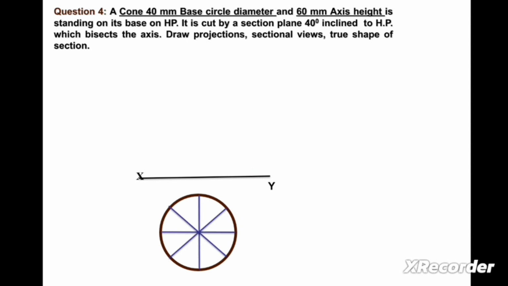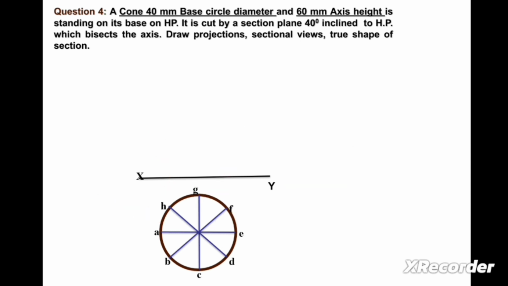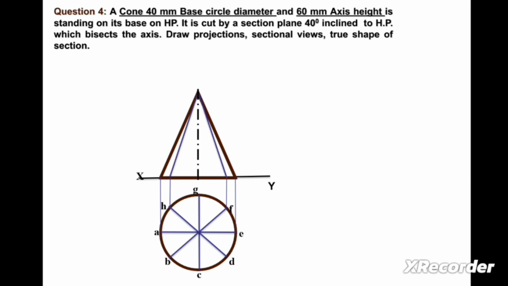Now we can divide this circle into 8 equal parts. The angle between each line should be 45 degrees. Now we can write here A, B, C, D, E, F, G, H. We can draw a vertical line passing from each point. Now we can keep the length of this vertical line 60 mm, as the axis height 60 mm is given in the question. Then we can join both endpoints with this apex point to prepare this triangle shape. It is the front view. Now we can join this point with the apex point.